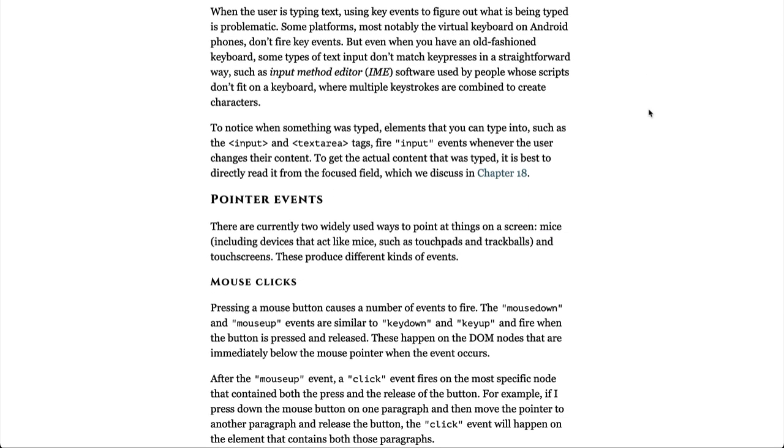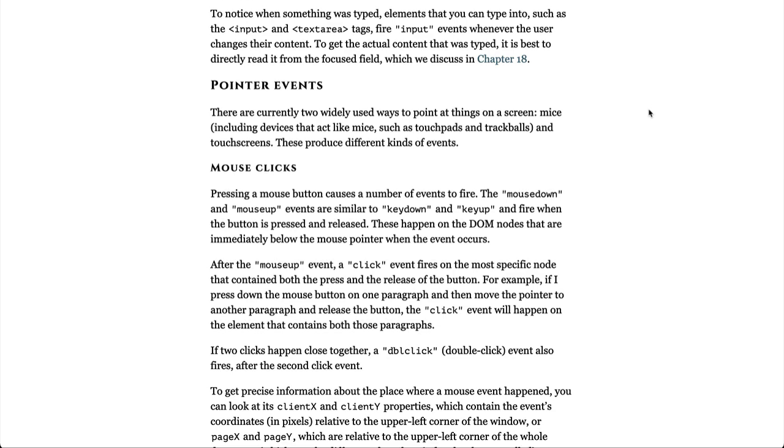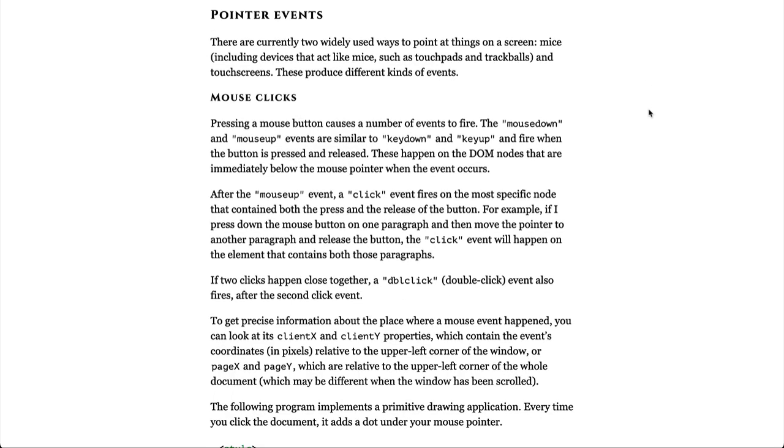When the user is typing text, using key events to figure out what is being typed is problematic. Some platforms, most notably the virtual keyboard on Android phones, don't fire key events. But even when you have an old-fashioned keyboard, some types of text input don't match key presses in a straightforward way, such as input method editor, IME, software, used by people whose scripts don't fit on a keyboard, where multiple keystrokes are combined to create characters. To notice when something was typed, elements that you can type into, such as the input and textarea tags, fire input events whenever the user changes their content. To get the actual content that was typed, it's best to directly read it from the focused field, which we discuss in Chapter 18.